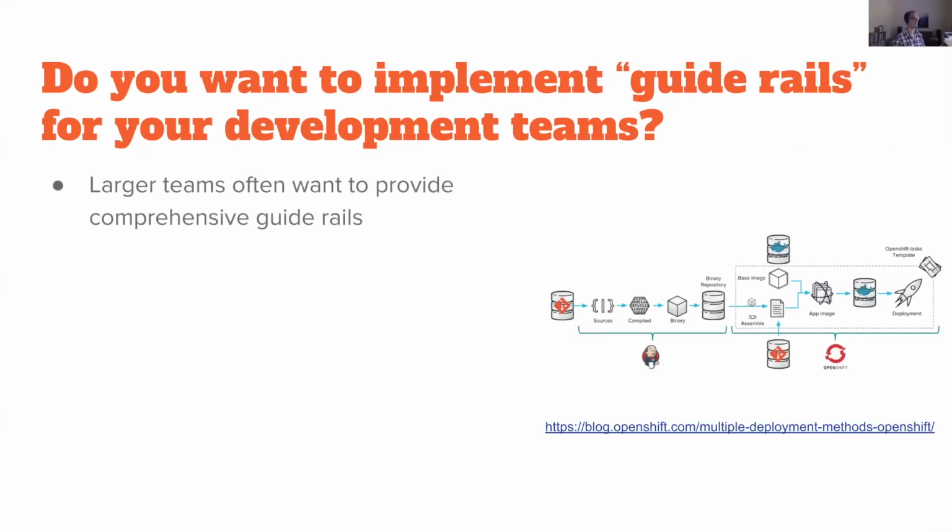Now, larger teams and more enterprise teams, in my experience, often do want to provide comprehensive guide rails. I've had a lot of success with things like OpenShift in enterprises, things like Cloud Foundry, because you can provide a more standardized workflow. This allows developers from different teams to swap very easily, because once they've learned the workflow and the tooling once, they can jump between teams. So there's a lot of advantage to doing this kind of thing.